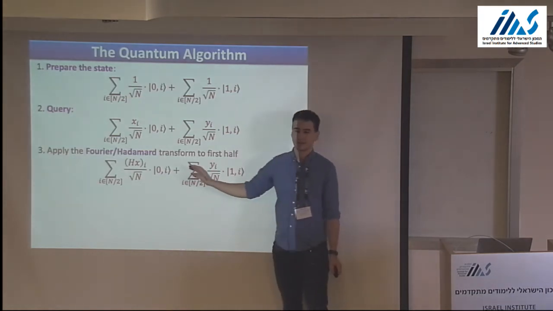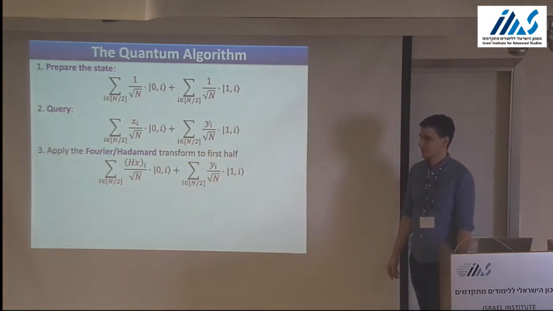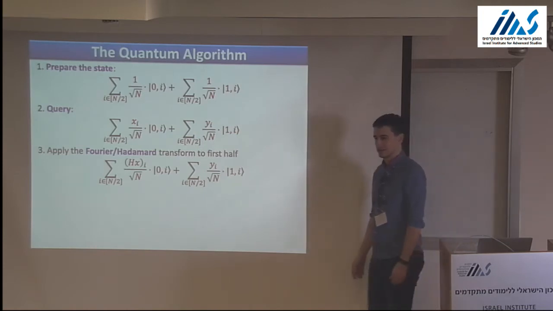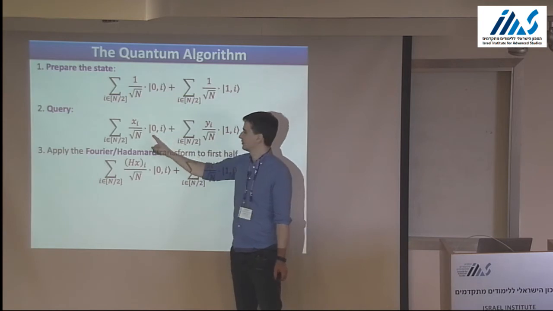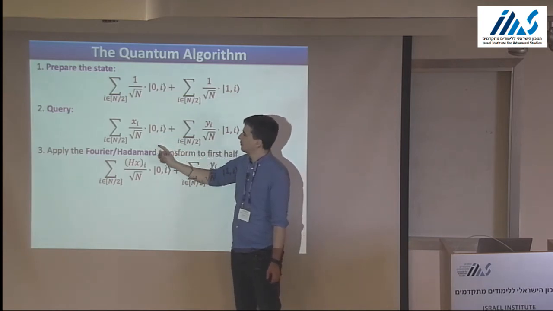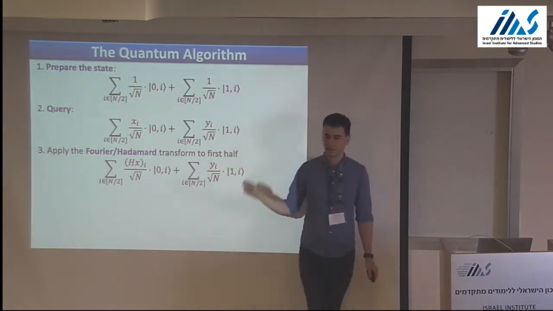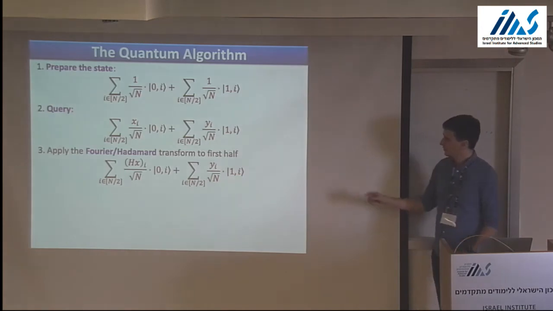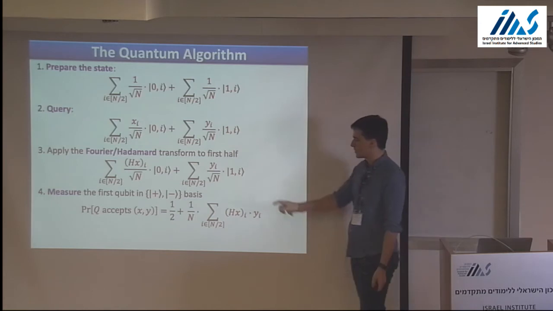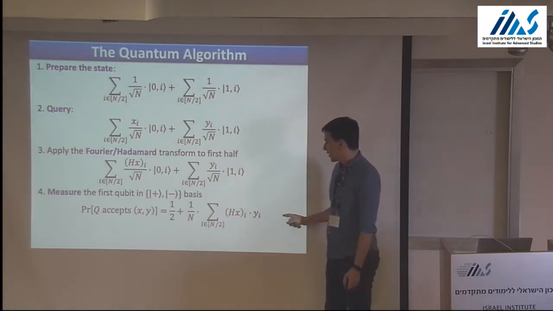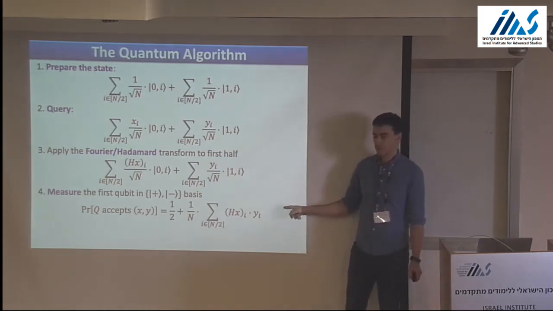Why can we do that, actually? Why can we apply Hadamard on only the first half of the input? Yeah, so I can use the first bit to control whether I apply the Hadamard or not. You can think of it as some control bit, and I apply the Hadamard on the rest of the bits if this is 0, and if it's 1, I'm not applying the Hadamard. So this is the third step, and finally I measure the first qubit in the plus minus 1 basis, and you can check that indeed the probability of acceptance is exactly 1/2 plus this inner product, this correlation.